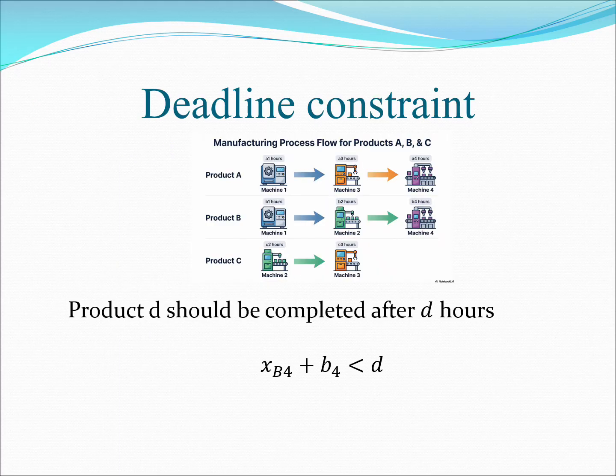According to our assumption, we need to consider a deadline for delivery of product B, so the completion time of product B should be less than D.